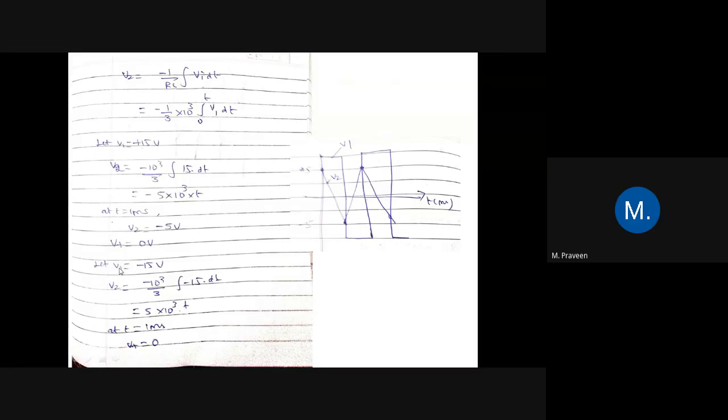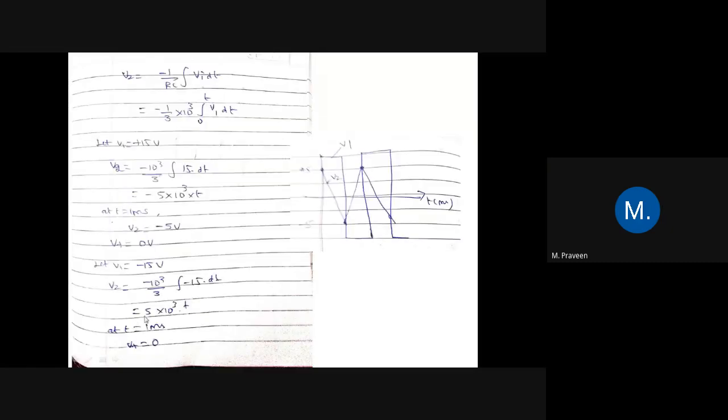Now for V1 equal to minus 15 volt, what will happen? If you substitute the value, you'll get V2 equal to 5 into 10 power 3 into t after integration. For plus 15 volt we considered a time period of 1 millisecond, so for minus 15 volt we consider the same time period of 1 millisecond. For the same 1 millisecond, you'll get the V2 value as plus 5 volt.